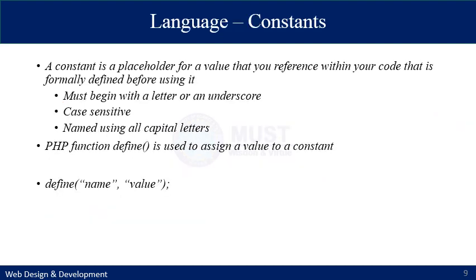So look at the constants. A constant is a placeholder for a value that you reference within your code that is formally defined before using it. To name the constant, you must begin with a letter or an underscore, and it is case sensitive and is named using all capital letters. The PHP function define is used to assign a value to a constant. For example, you could define a value to a variable name using this statement specified here.